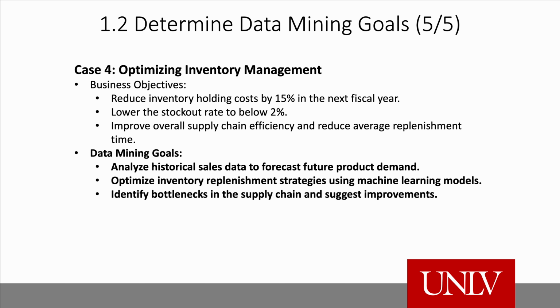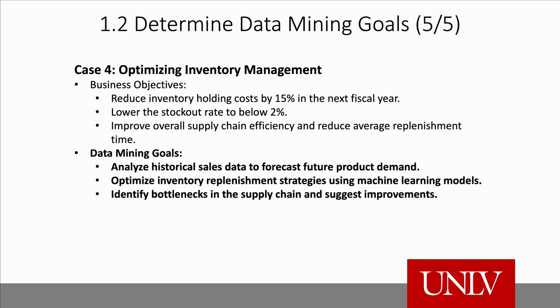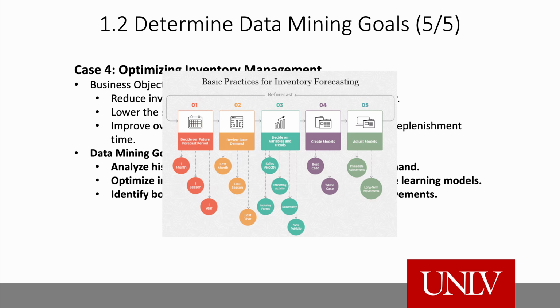And finally, in our last case, a retail company is struggling with inventory. Their business goal is to cut inventory holding costs by 15%. And so they need to forecast demand at the store and warehouse level. They can analyze sales history, seasonality, and even weather to match the supply with demand. They also want to reduce stock-outs to below 2%. In this case, they can use predictive models to determine the best times and amounts to reorder, avoiding both overstocking and running out of items.